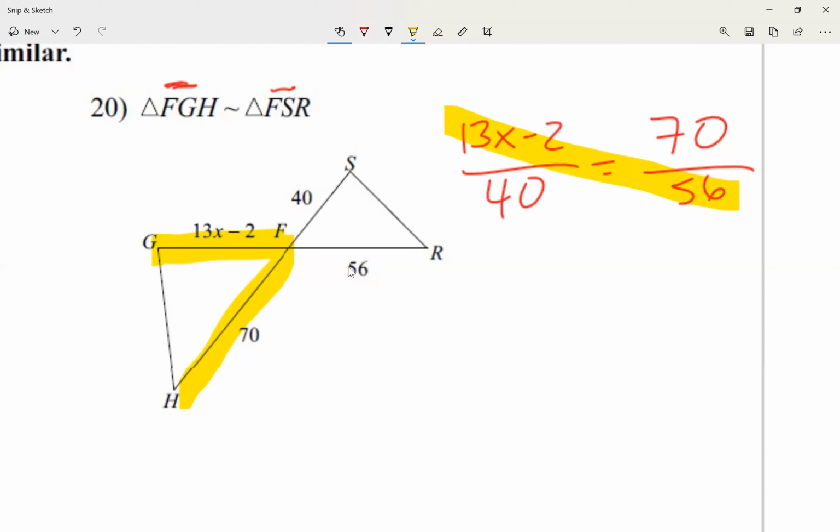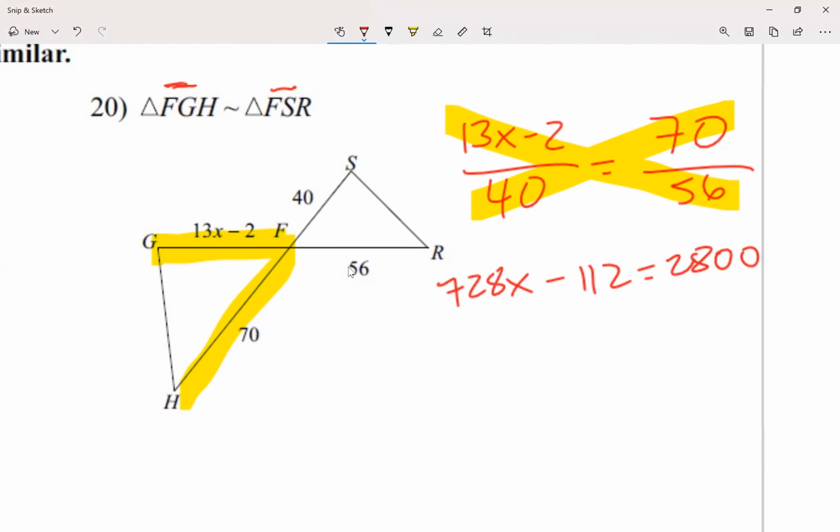Because of the minus, 13x minus 2, I'm going to go 56 times 13 and 56 times 2. So that's going to give me 728x minus 112 equals, when I go 40 times 70, I get 2,800. The numbers might be big, but we're using a calculator. If you don't want them that big, we can always simplify.